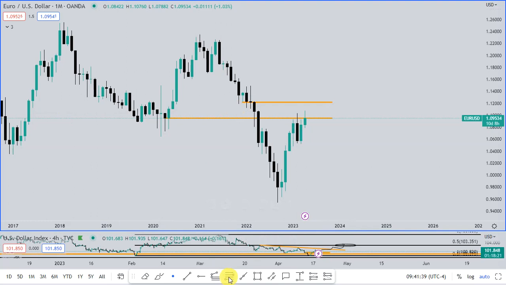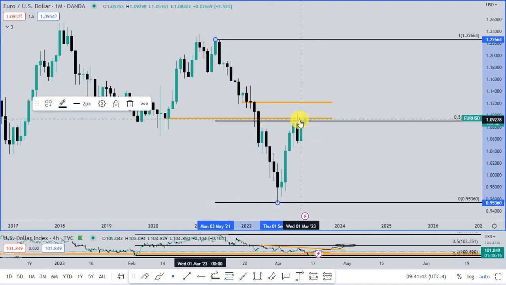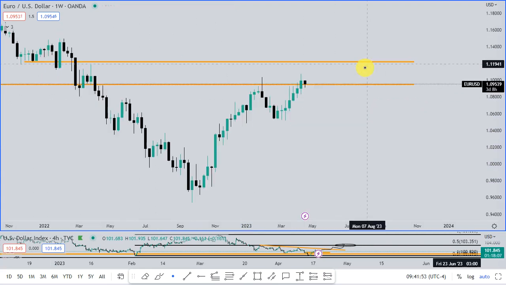This one. And if we take from this swing high to this swing low, this is the mid range, and this level will be the 62 level of Fibonacci. So for now I remove this one, and now we go to the weekly time frame.